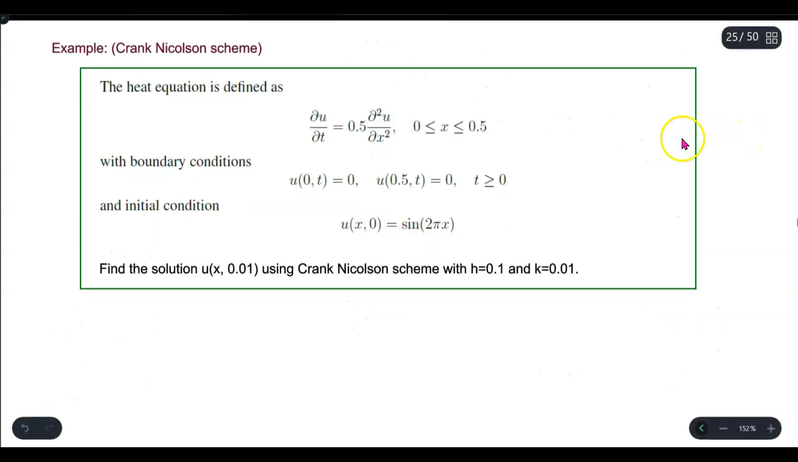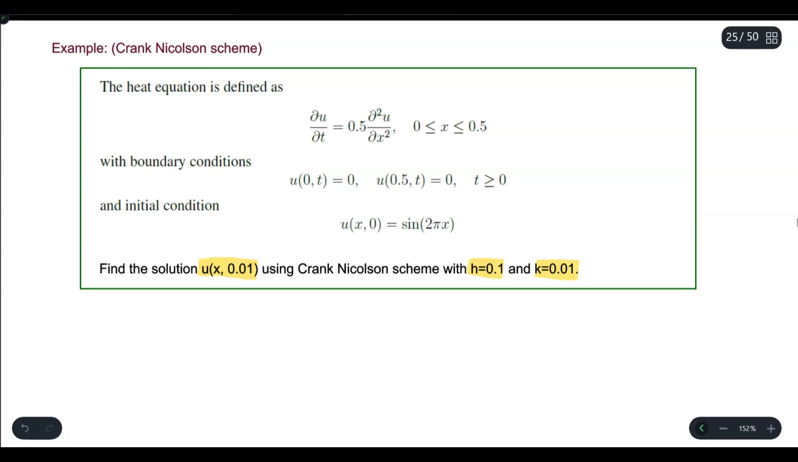In this video we are going to be solving one example of the heat equation using the Crank-Nicolson scheme. Consider this problem where you are given the heat equation in this form with two boundary conditions. The left boundary condition is u(0,t) equals 0, and at the right boundary the value of u is also 0. You have one initial condition, u(x,0) equals sin(2πx). Find the solution u(x, 0.01) using the Crank-Nicolson scheme with h equals 0.1 and k equals 0.01.